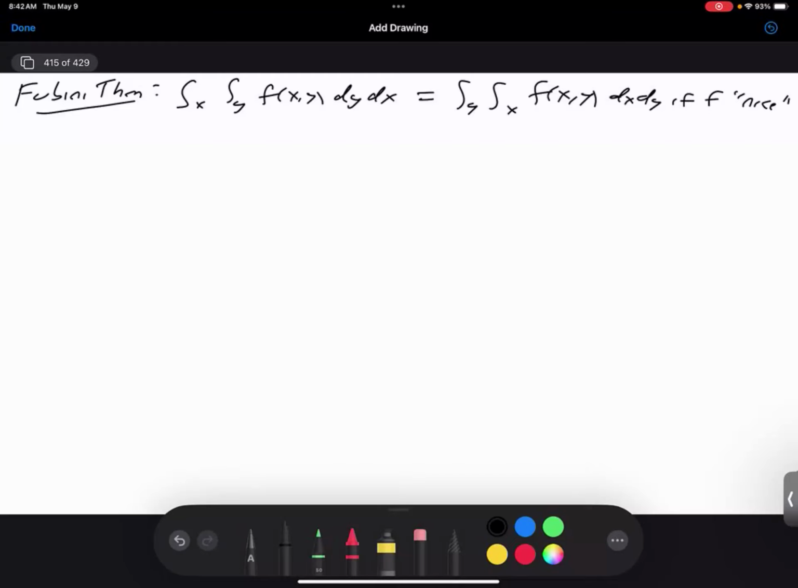But for which f is this true? So let's consider the following double sum. So I'm going to give you a bunch of points. I'm not going to be able to draw all of them in the interest of time. But I'll start drawing a few.